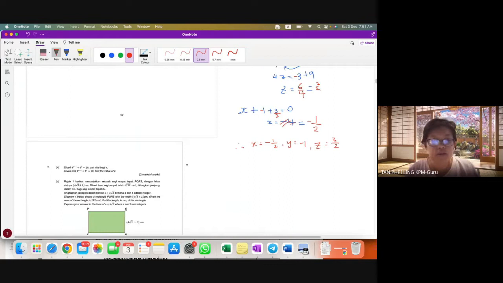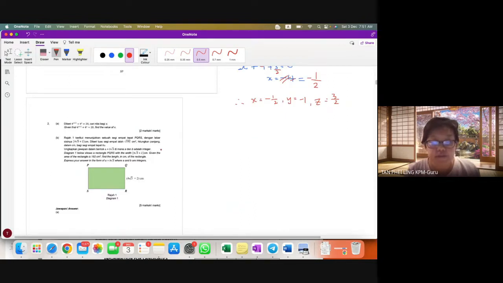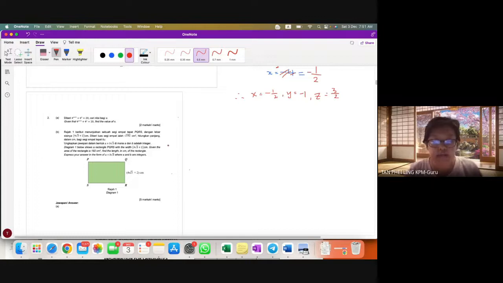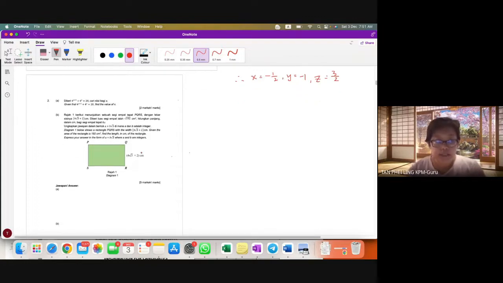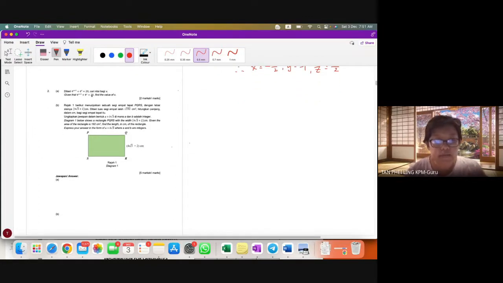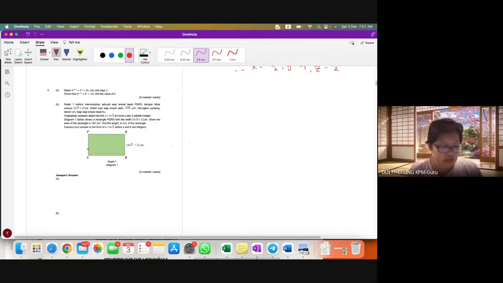Okay, let's move on. So number 2, it's given. Okay, let's start number 2. Number 2, you can still see, right? Okay. Let's do it here. You have 2a. Given that you have 4 power x plus 1 ... this one, find the value of x.